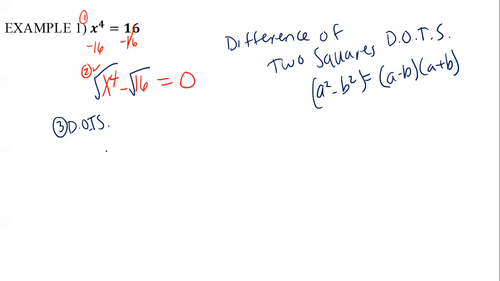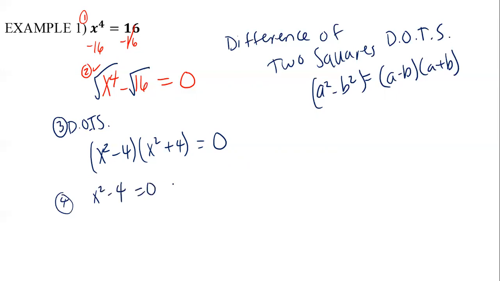What's the square root of x to the 4th? What's the square root of 16? 4. So that's my first factor, and my second factor is its opposite, plus 4. Okay, I look here, I have x squared minus 4 times x squared plus 4. I now have my factors, and step 4 tells me to do what? To set each factor equal to 0. So I have x squared minus 4 equals 0, and I have x squared plus 4 equals 0.